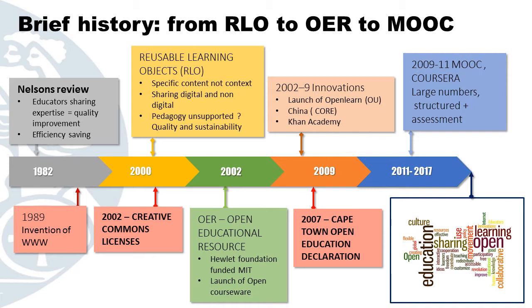Then came the Creative Commons license, which took away the restrictiveness of sharing. The biggest open educational resource, a term coined by UNESCO, I think, is the open courseware launched by MIT. But following on from there, there have been many innovations, and this includes the launch of OpenLearn from the Open University here in the UK, CORE in China, the Khan Academy, and this has, of course, led to a number of different innovations, as we now know, in MOOCs, with Coursera being one of the largest providers.